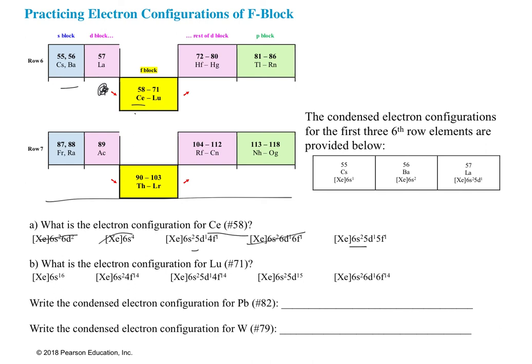And then we have which F level? We're behind the D block. So we're at 6s, 5d, so we'll be at 4f1.